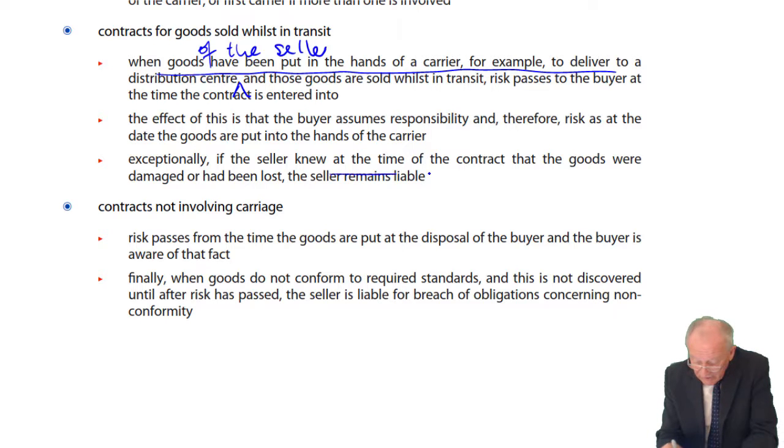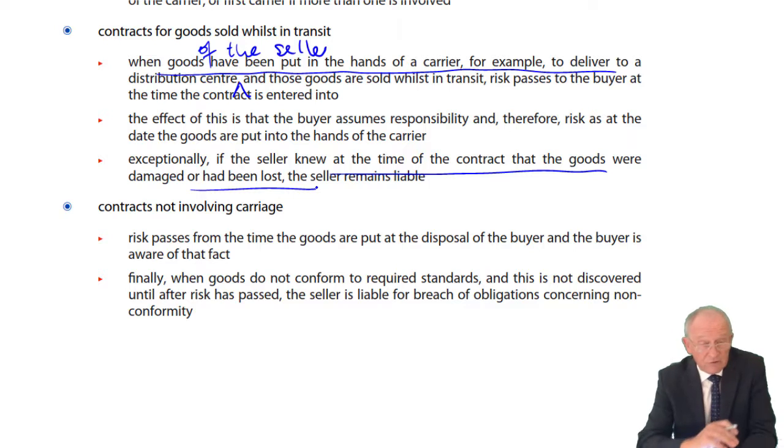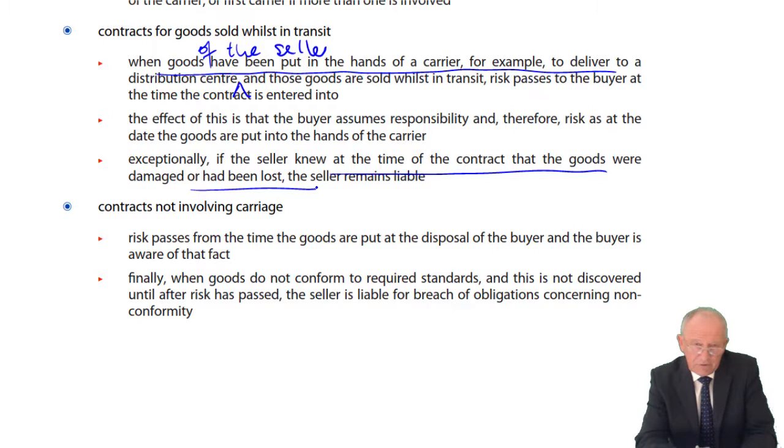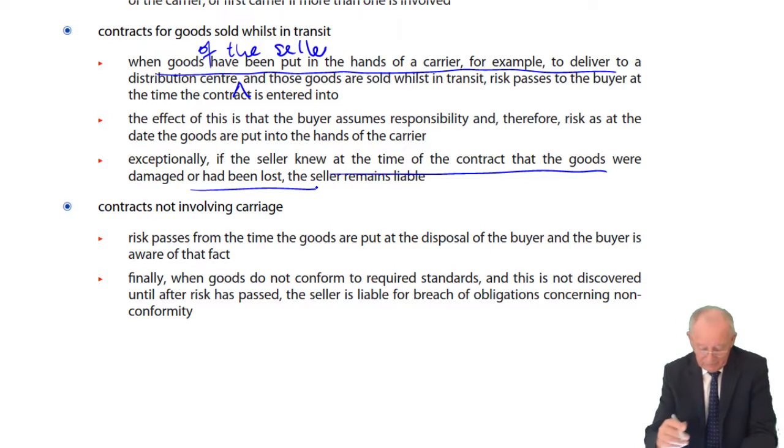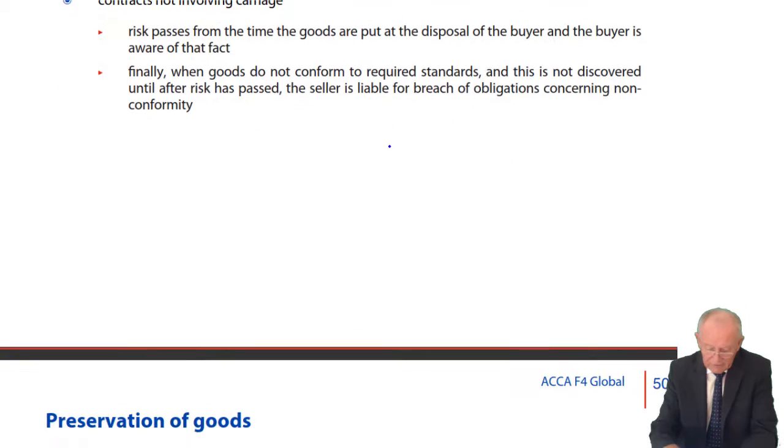Exceptionally, if I knew at the time the contract was entered into that the goods were damaged or had been lost, then it will be my responsibility, it's not yours. If I knew that these were damaged goods on the way, or that they had been damaged and they're being taken onwards by the carrier to my central distribution point, I know that they're damaged. Now we enter the contract, but if they're damaged before the contract is entered into, I remain liable. It's my responsibility.